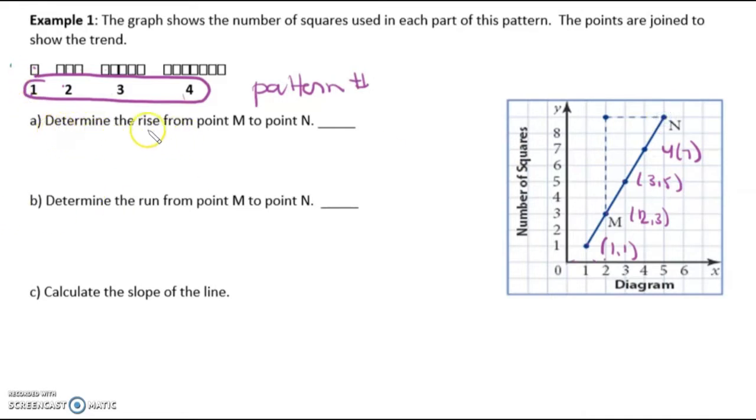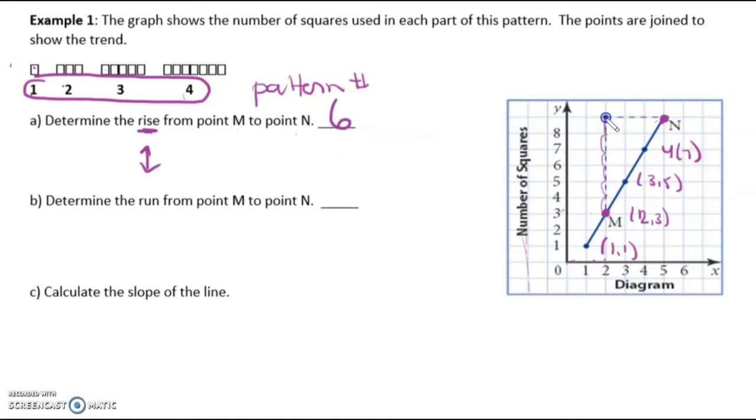A, determine the rise, that's going up from point M to N. Those points are already graphed for us. We want to go vertically up, don't go on a slant, don't go over, it's vertical. If our points are right on the grid, then it's really easy. So we're going to count. We started at 3 and we go 1, 2, 3, 4, 5, 6. So the rise is going to be 6.